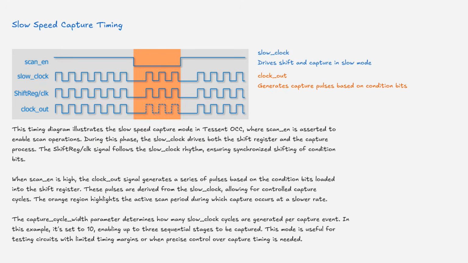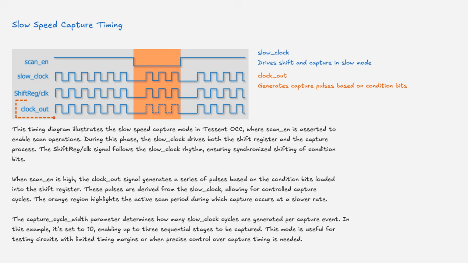This timing diagram illustrates the slow speed capture mode in Tessent OCC, where scan enable is asserted to enable scan operations. During this phase, the slow clock drives both the shift register and the capture process. The shift reg clock signal follows the slow clock rhythm, ensuring synchronized shifting of condition bits.